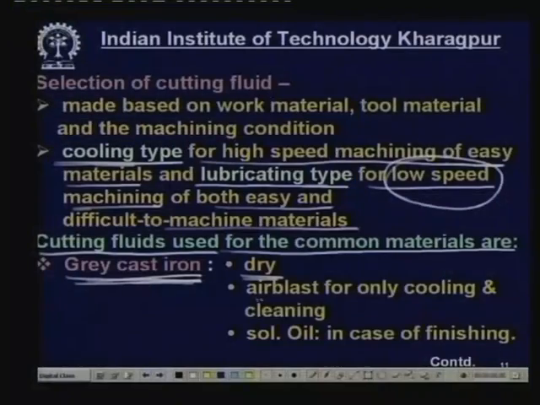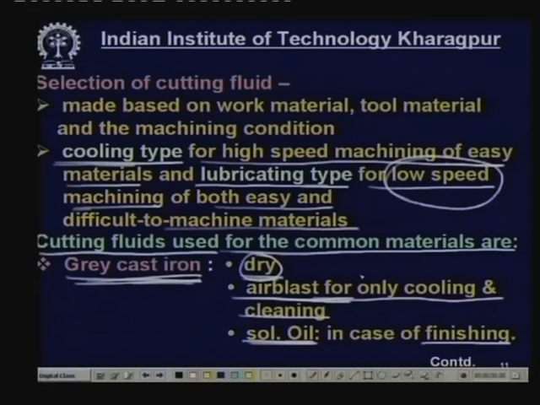But where cooling is very much required, suppose when you machine grey cast iron by, say, carbide or ceramic at high speed, a lot of heat will be generated. That has to be removed. That can be done by air blast. It is also dry, air blast for cooling and cleaning purpose, but no lubrication. But when we machine or grind even grey cast iron for finishing purpose, surface finish and surface integrity, then a little amount of oil can be mixed with water, and that can be used carefully for finishing purpose. Otherwise, for machining grey cast iron, it has to be done either dry or with air blast.